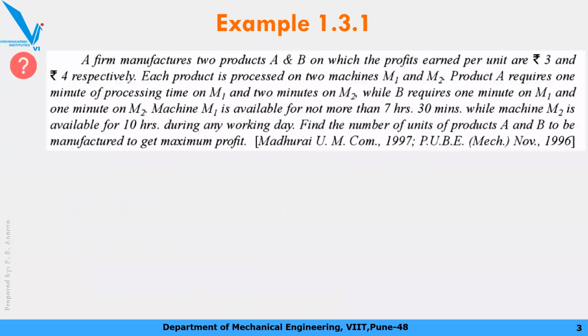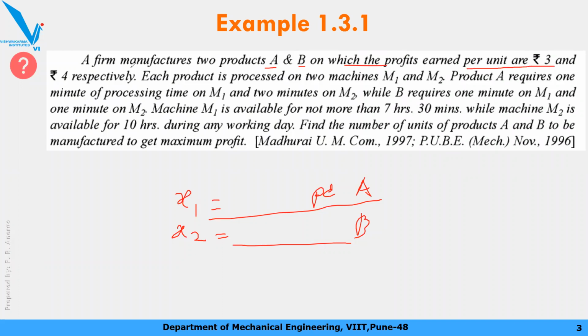Okay, so this is your problem. A firm manufactures two products, A and B. Let's first define the decision variables: x1 and x2 are the number of products A and B. So that is your decision variable. Next, the profit earned per unit is rupees 3 and 4. So that will be your objective function, maximum profit.